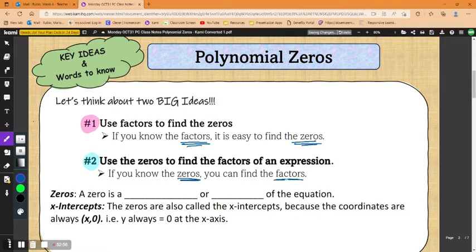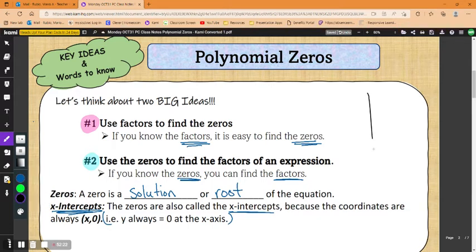So what are the zeros? This is the thing I've told you guys about at least once or twice a week since I started working with you during the first semester. A zero is a solution or root of the equation. We also call them x-intercepts. The zeros are called x-intercepts because the coordinates are always x comma 0. Or in other words, y is always 0 because we're right on the x-axis.